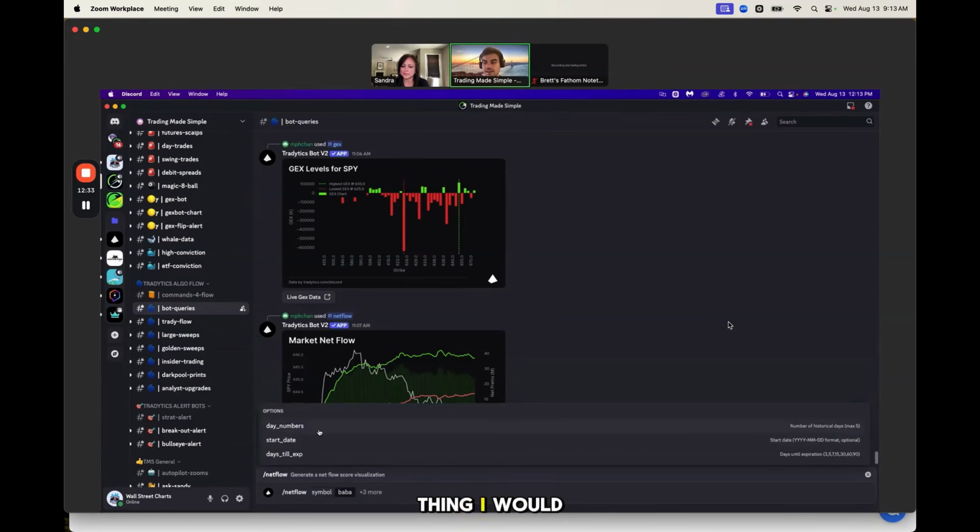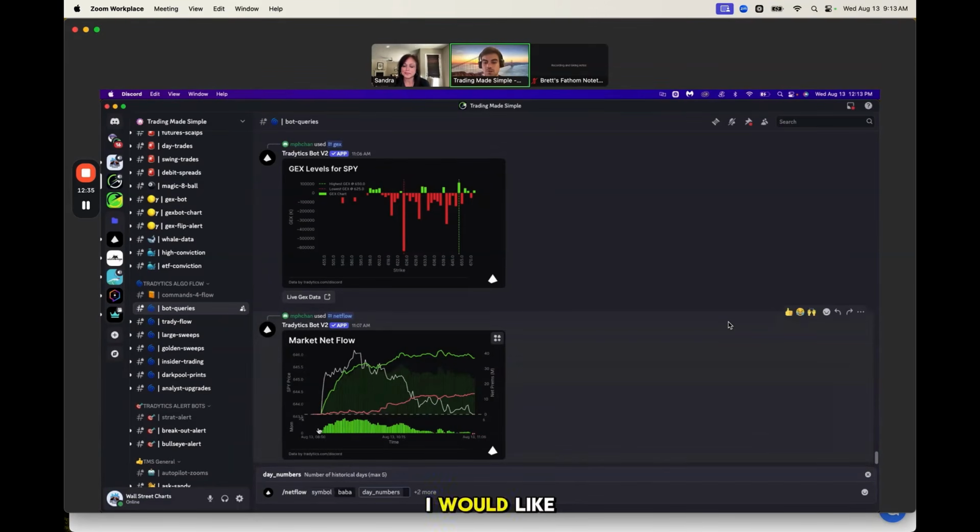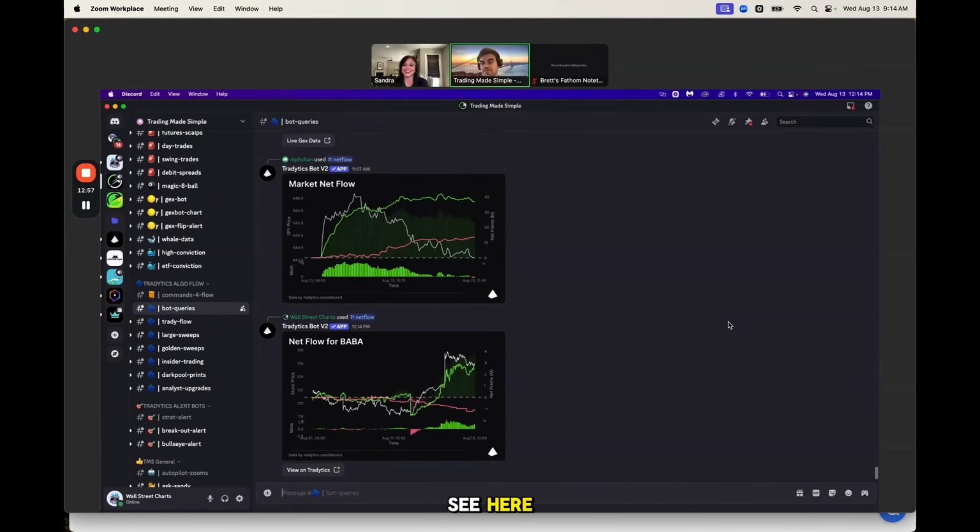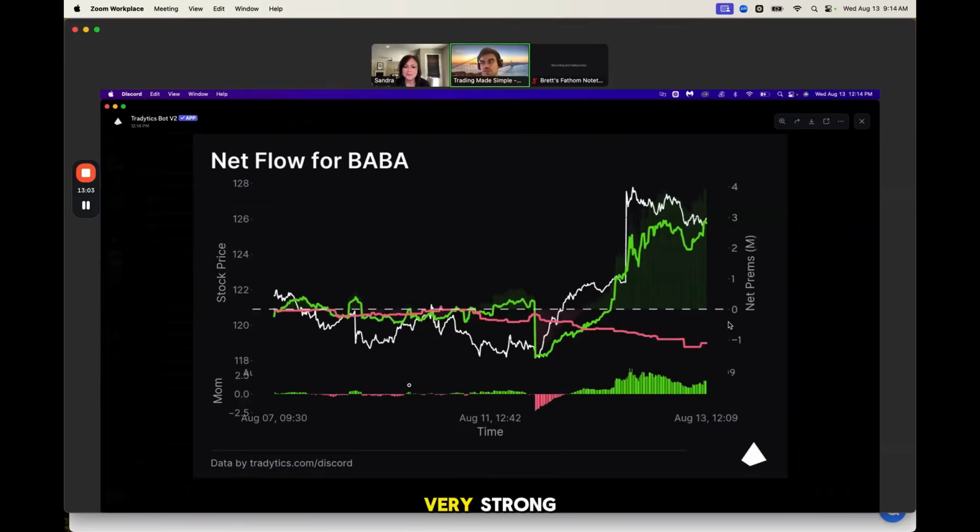The first thing I would like to do is see it on the 5-day time frame. I choose days and numbers, and I choose 5. What do we see here? Yeah, I see it's looking dang good. This one is looking very strong. This is the 5-day time frame net flow. Starting August 7, it has 5 days of market activity.